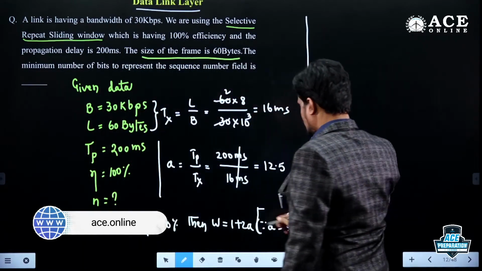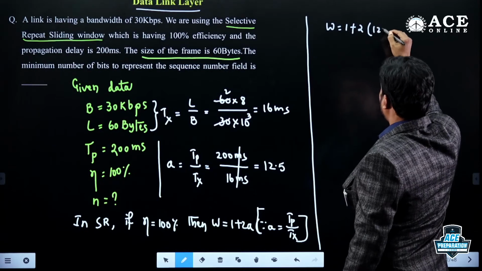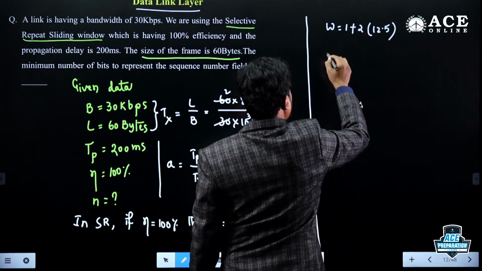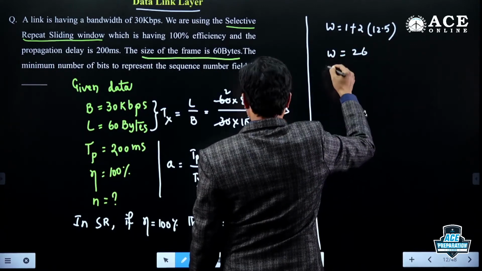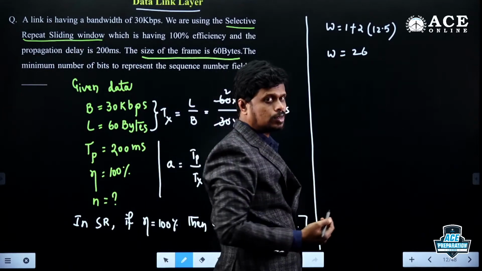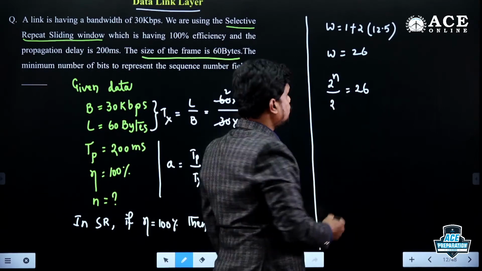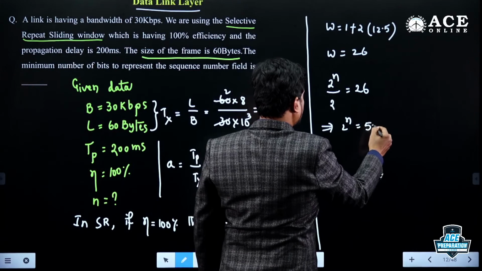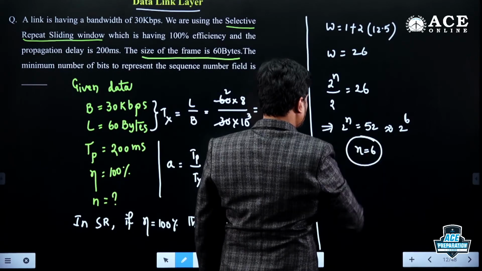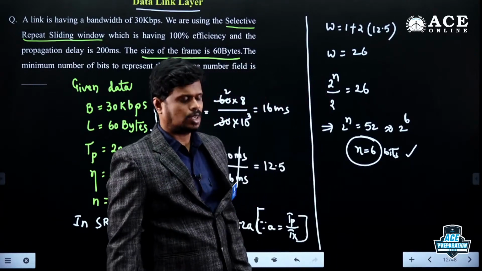So W equals 1 plus 2A, W equals 1 plus 2 into 12.5. 12.5 into 2 is 25, 25 plus 1 is 26. So W equals 26. But as it is a selective repeat sliding window, what is the window size in selective repeat ARQ? That is 2 power n by 2 equals 26. Then 2 power n equals 52, which is approximately 2 to the power of 6. So the number of bits in the sequence number field is 6 bits. So 6 bits is the answer for this question.